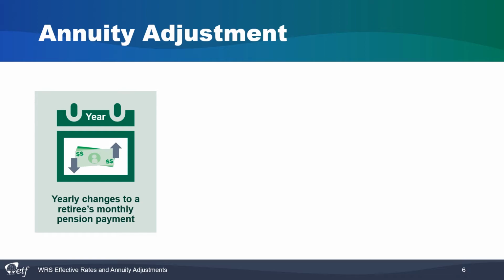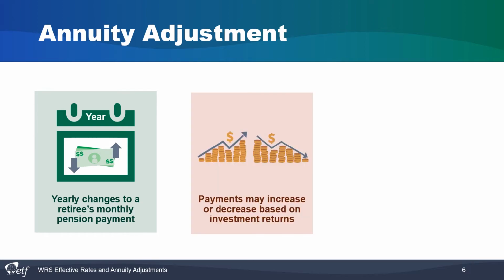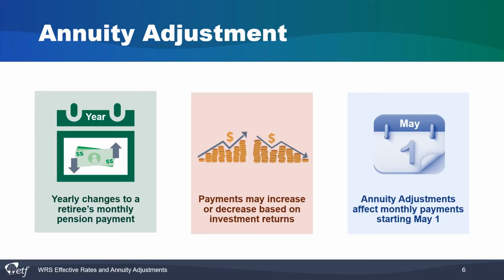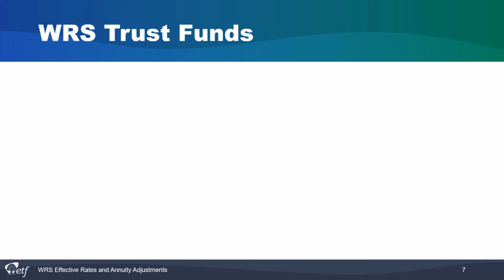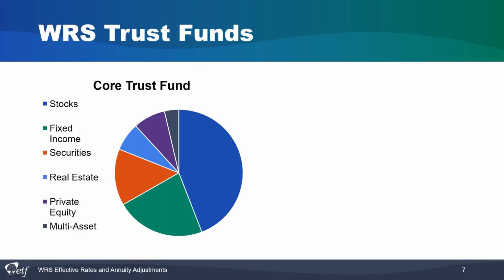The annuity adjustment is the change applied to retiree monthly payments and is also based on investment performance. The annuity adjustment is applied to retiree payments May 1st of each year. The WRS has 2 trust funds. Let's start with the Core Trust Fund.